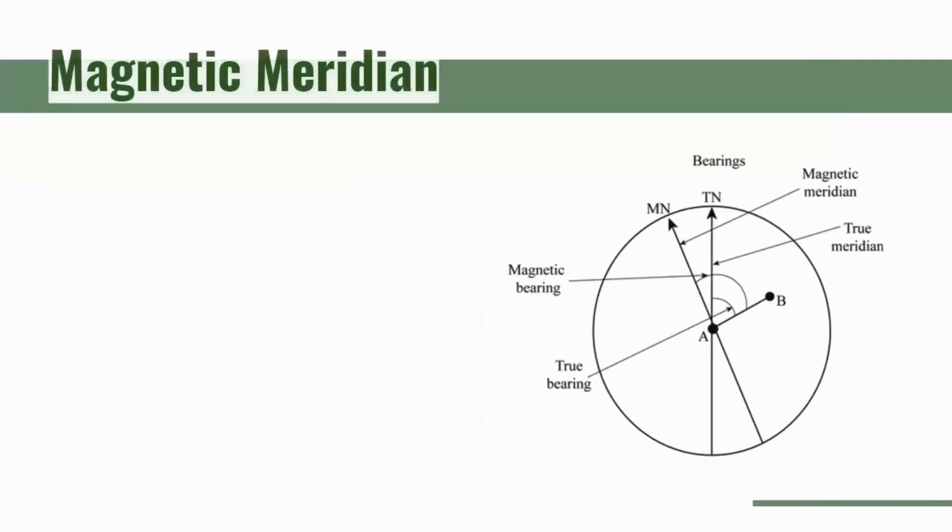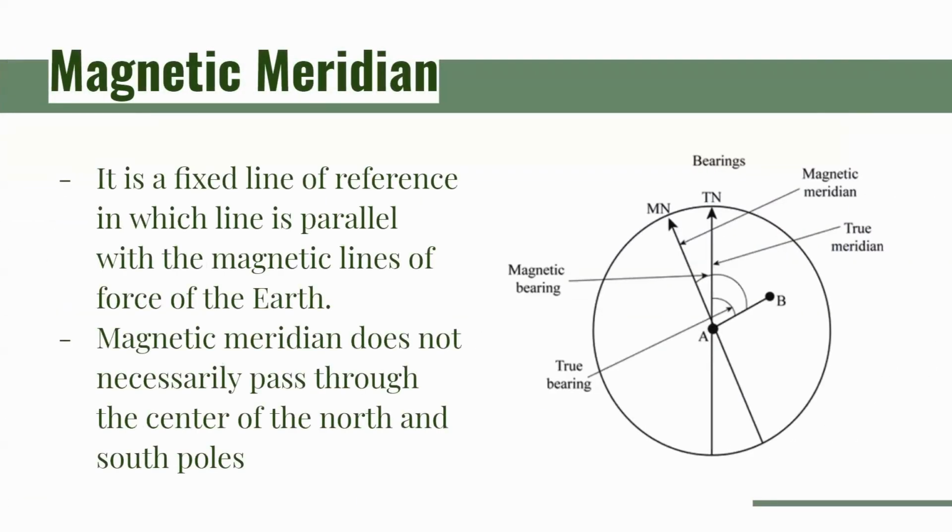Second, we have the magnetic meridian. It is a fixed line of reference which is parallel with the magnetic lines of force of the Earth. When the magnetic needle is suspended freely and balanced properly, it indicates a direction held at the observer's position. True meridian passes through the center of the north and south poles, but it is not necessarily the case for magnetic meridians.